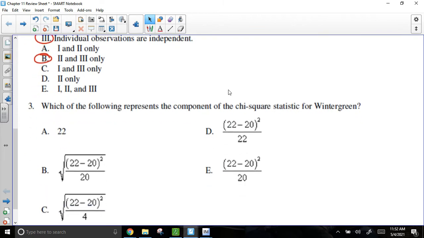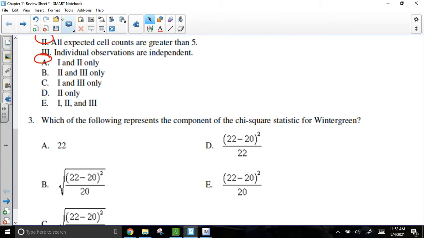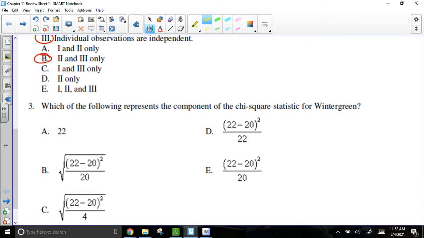All right, let's look at number 3. Which of the following represents the component for the chi-squared statistic for wintergreen? So what I'm going to go ahead and do is go back up to my chart and look at wintergreen. Sorry, I don't know why it did that. Wintergreen.